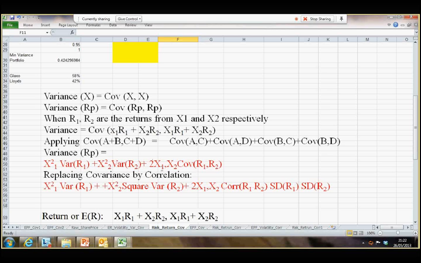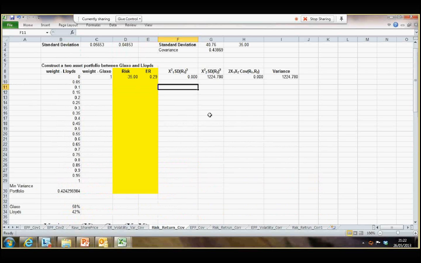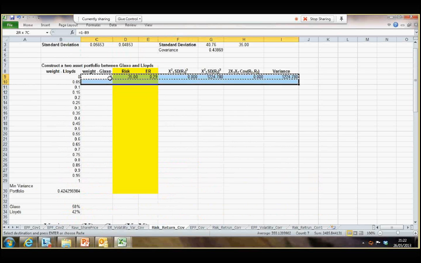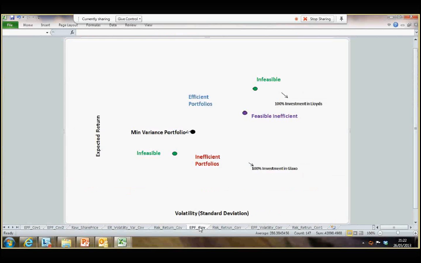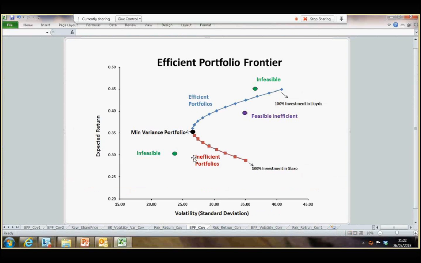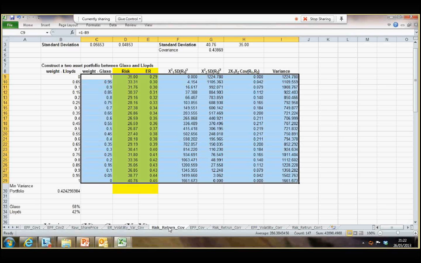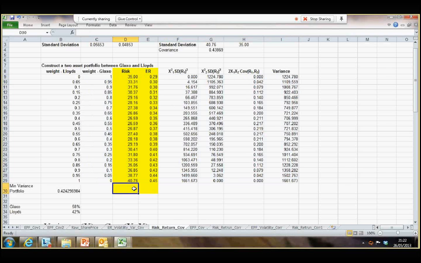So you need to add these three elements to get the variance, and this is what I have already done here. So the task that I'm left with is just to copy it and paste it all the way down. And if I do that, then I should get my efficient portfolio frontier curve. Well, that is it. That is the curve that I wanted. Alright, now what I also want to say is, where is my minimum risk, minimum variance portfolio?